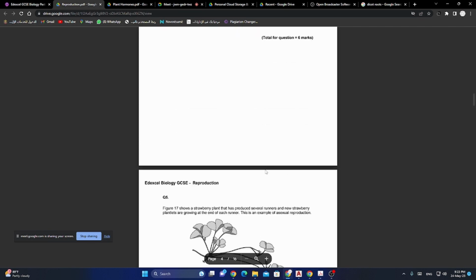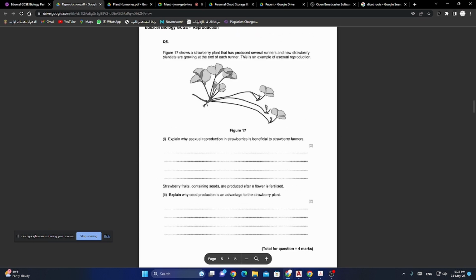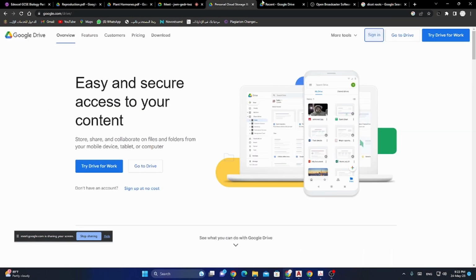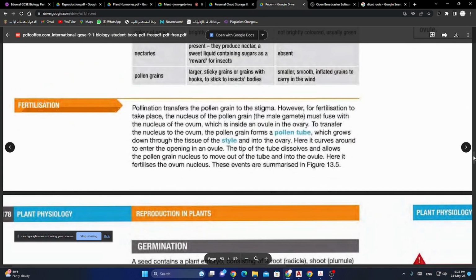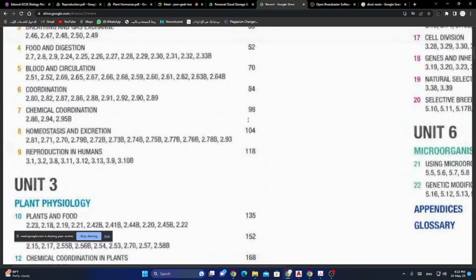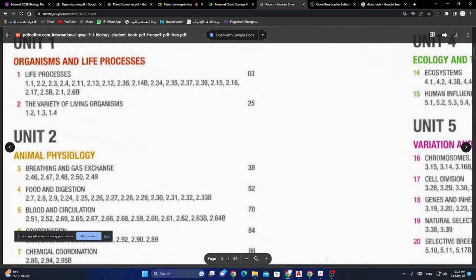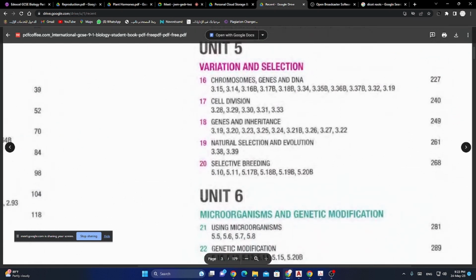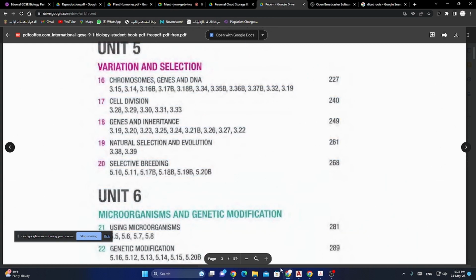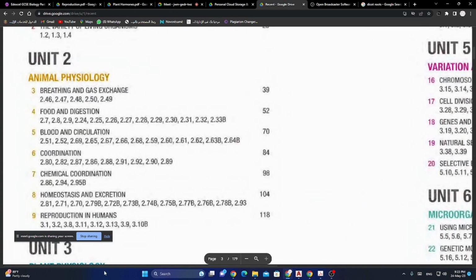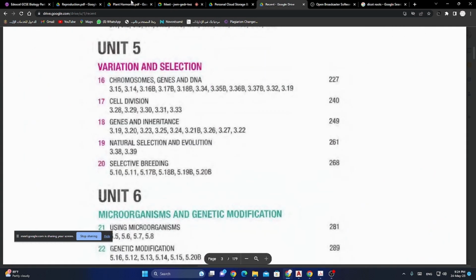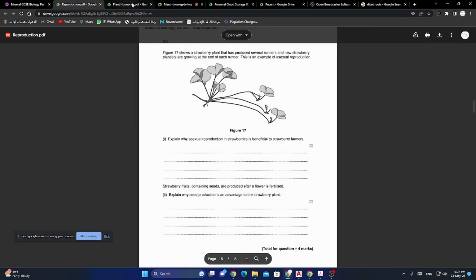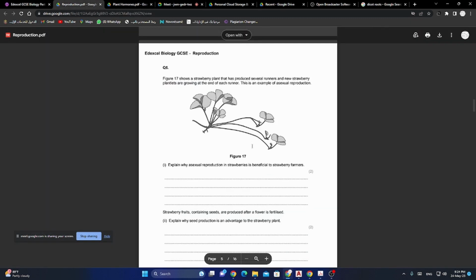Okay, the problem here is that the questions are very mixed with the rest of the chapters. Let me just check the book again. You only finished the first three sections, right? First three units. Questions are very mixed with Unit 5 and Unit 2. It's fine then. We can just pick the questions we can solve and leave the rest for now.